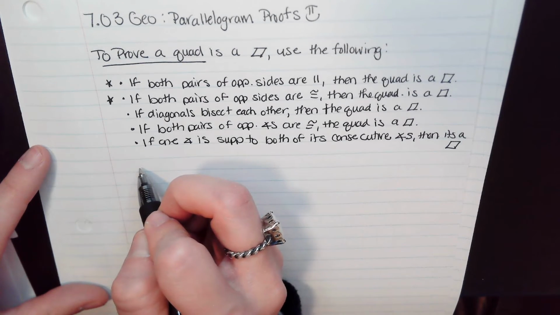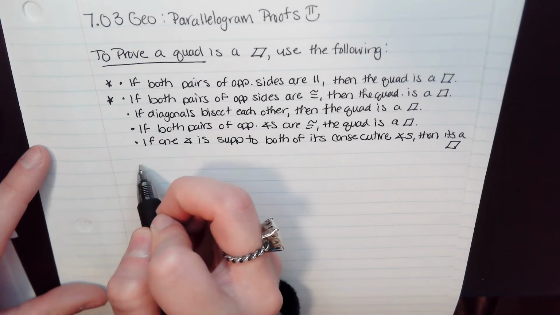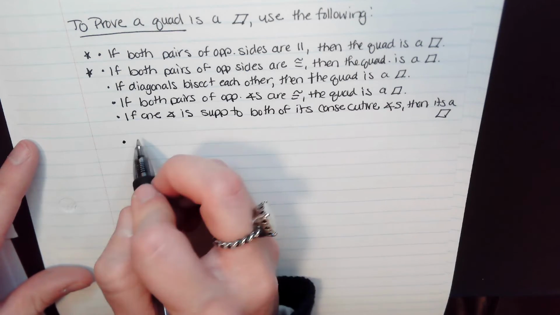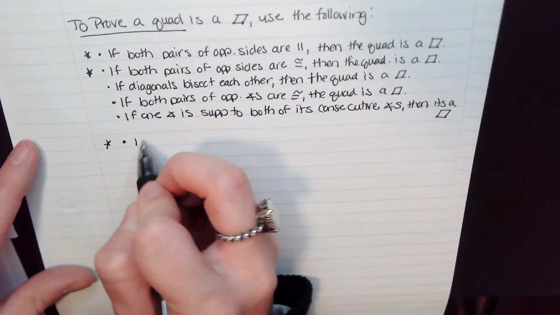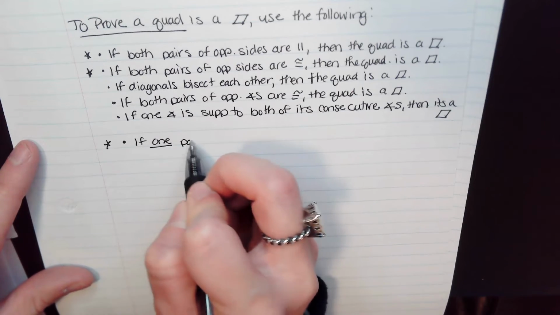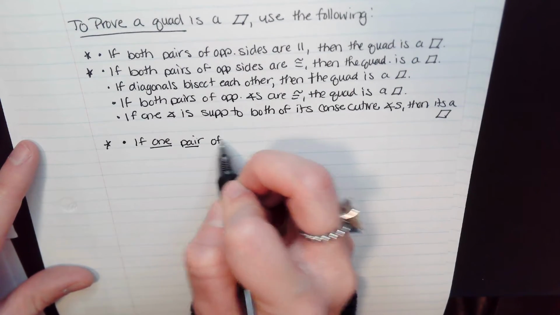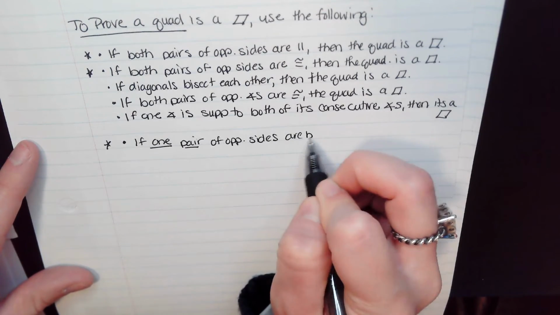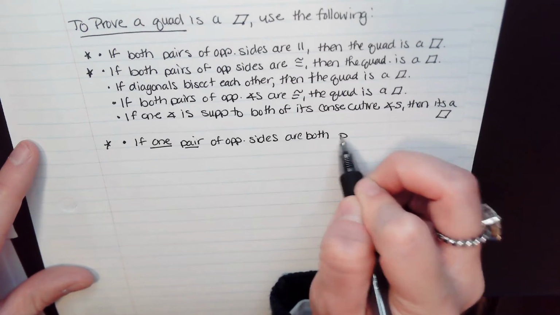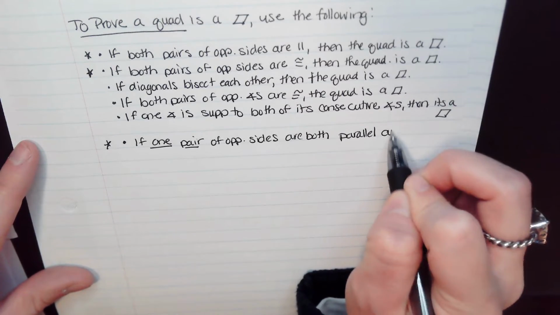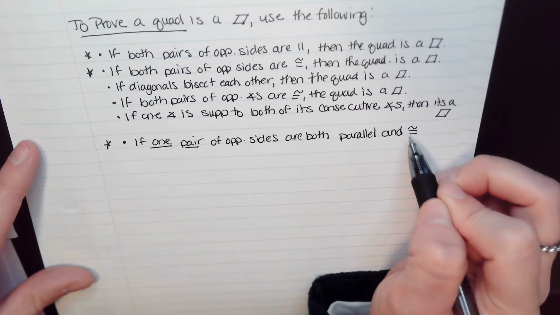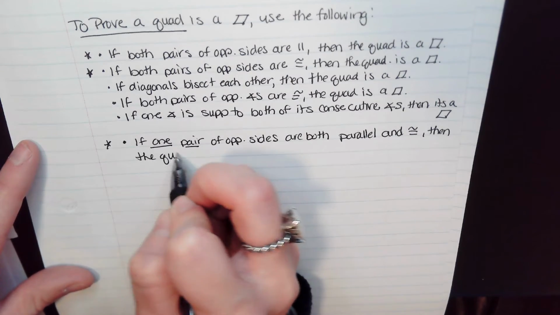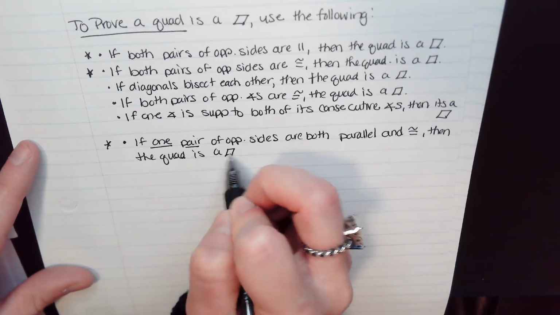And the last one, so that's our 5 things we can conclude. And this one is not something we've concluded before, but really important and also used a lot. If one pair, not 2, but one pair of opposite sides are both parallel and congruent, then the quad is a parallelogram.